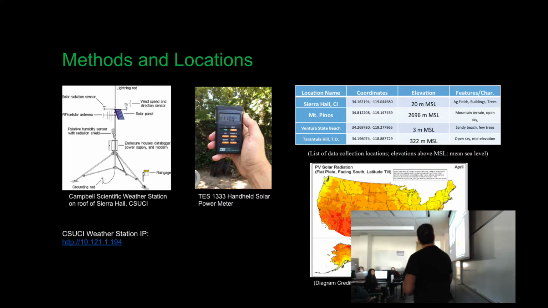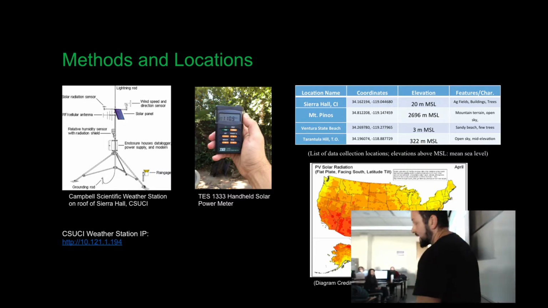So there's some locations and their elevations, and some features and what they're all about. This is a map from the National Renewable Energy Laboratory, which is a government agency that is looking at solar power, that kind of thing. So we're going to see how we can relate the data I collect with what they have collected.